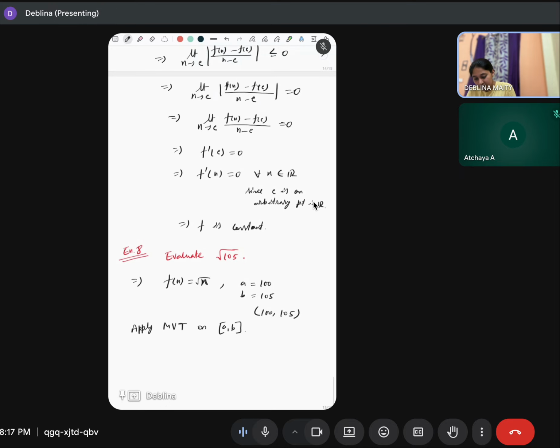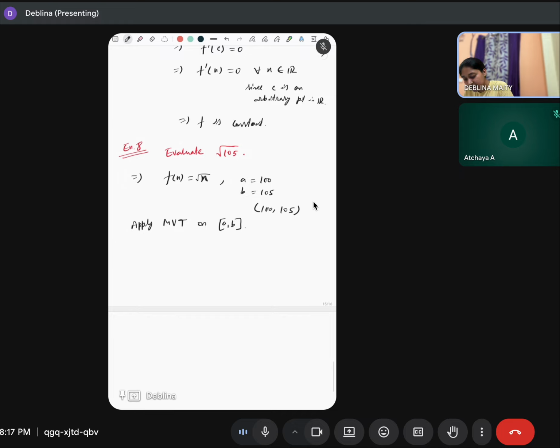So what will you get? You get f(b) minus f(a) equals f dash c into b minus a, where this c belongs to the open interval (a, b), right? So this is nothing but, f(b) means root over 105 minus root over 100 equals some f dash c into b minus a, which is 5, right?